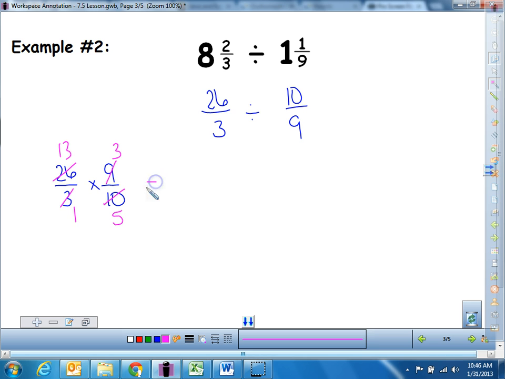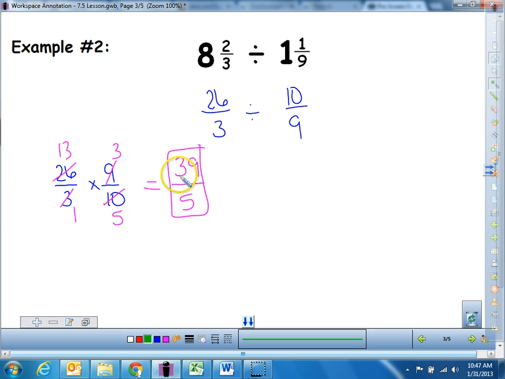So I'm going to go ahead and multiply. 13 times 3, 39 over 5. 1 times 5 is 5. Now, we're not done. That's why we have that last step that says simplify. We already did simplifying over here, but we need to change this back to a mixed number. So we need to ask how many times can 5 fit into 39 without going over.